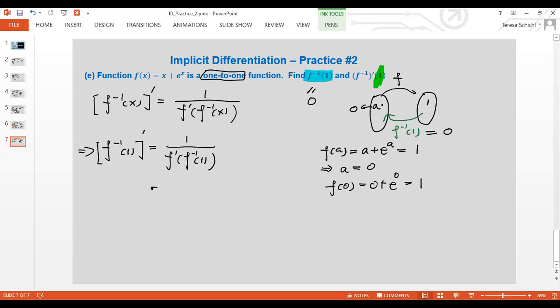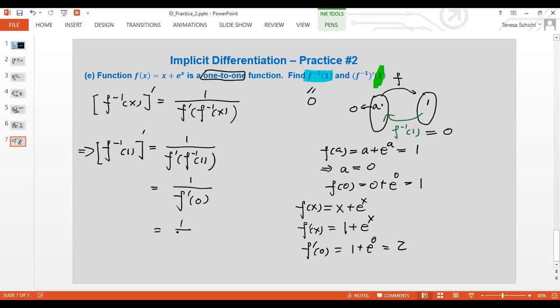Okay, so now you will have these numbers here. You say f prime of f inverse of 1, so it's f prime of 0. How do I find f prime? The f of x is equal to x plus e^x, so f prime will just be 1 plus e^x, because the exponential's derivative is itself. So f prime of 0 is 1 plus e^0, so it's 2. Okay, so the answer is 1 over 2.